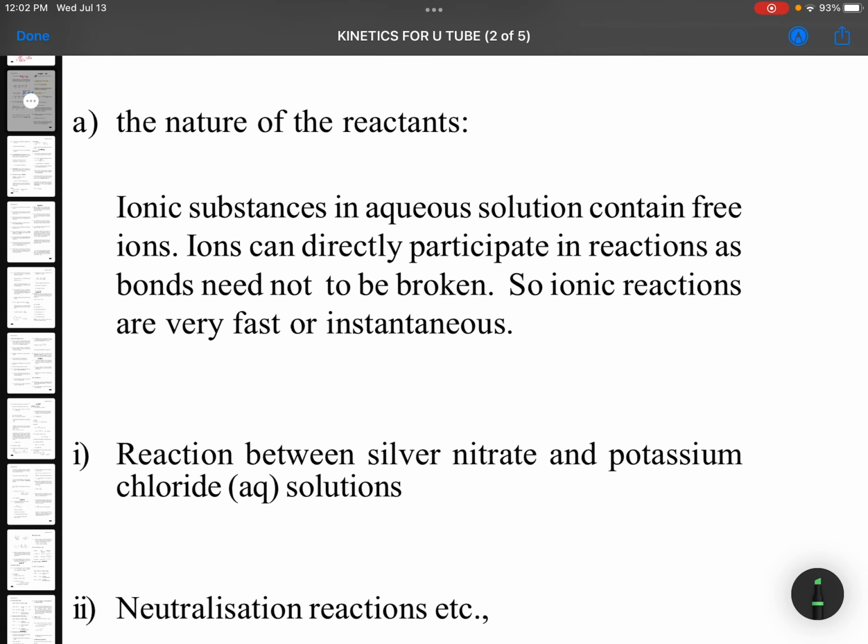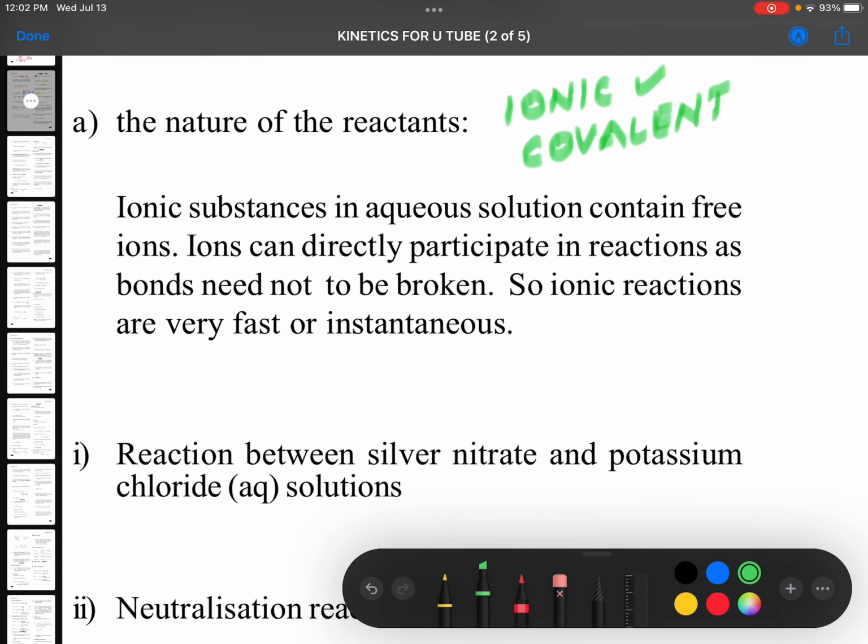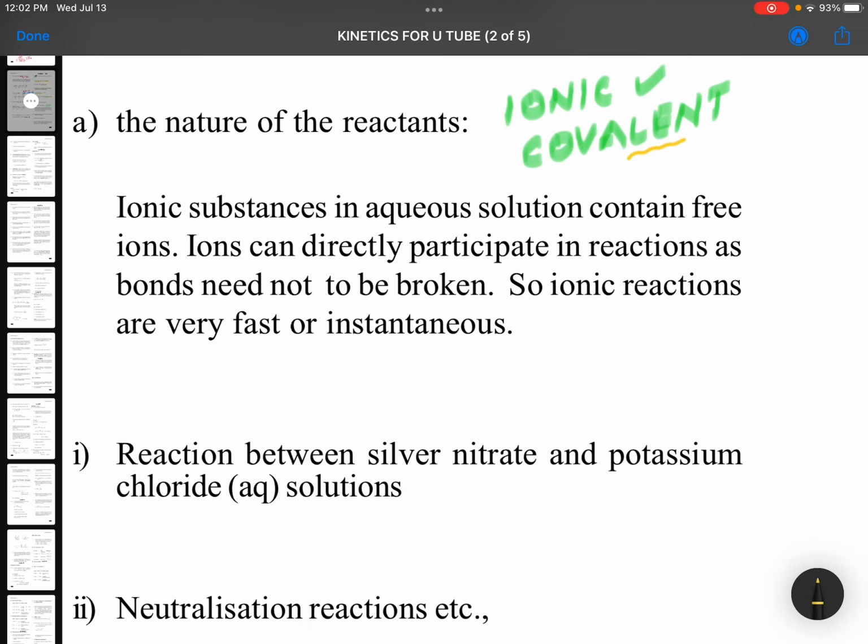One is the nature of reactants. As we were discussing, if ionic reactions are there, they are very fast. If covalent reactions are there, they are slow. Ionic fast, covalent slow. Why are covalent reactions slow? Because we need to break the bonds and we need to make the bonds. For that reason, covalent reactions will be slow. Ionic reactions have no such points; ions are directly there, so those reactions will be very fast.